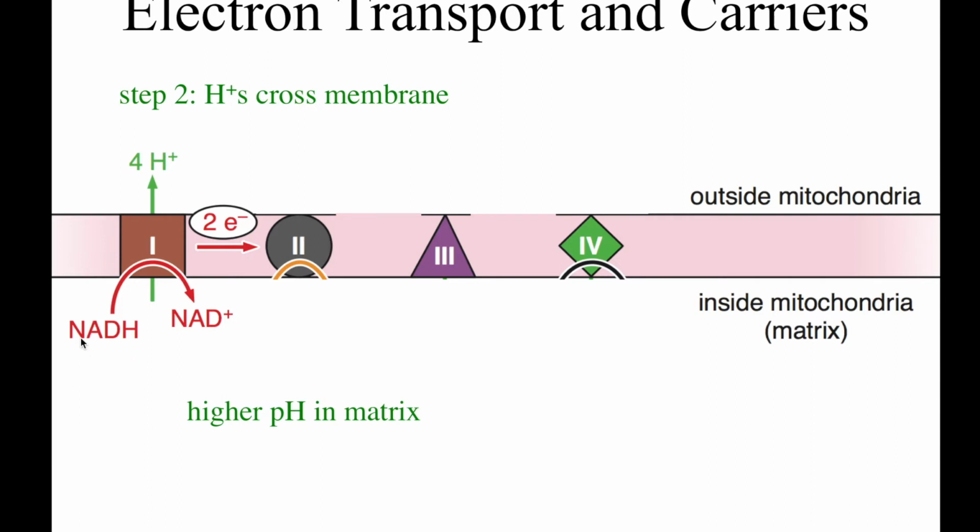At the same time that electrons are passed from the NAD to complex 1, the work that is done is to move protons against their concentration gradient. So they move from the matrix to the intermembrane space, and that reduces the pH in the intermembrane space, just like we saw in that graph, because more hydrogens lowers the pH. Higher pH means less hydrogens. So hydrogens move across the membrane into the intermembrane space.